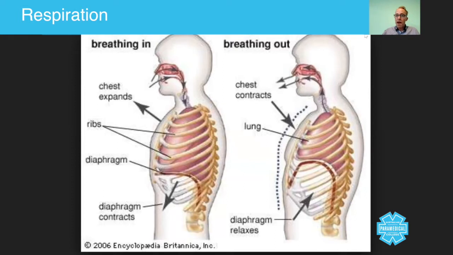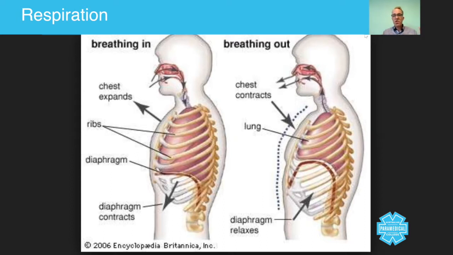Now, when you're exhaling, the opposite happens. So CO2 attaches itself to the exhale to be exhaled, and notice how the diaphragm relaxes, and everything is the reverse. And this is a passive process. In other words, it doesn't require any ATP.